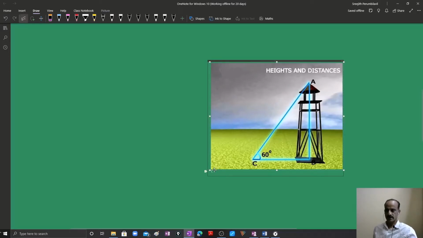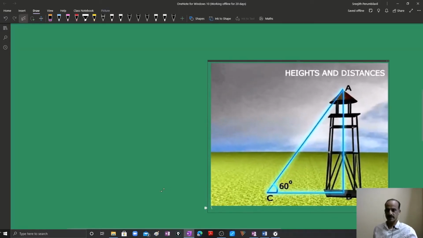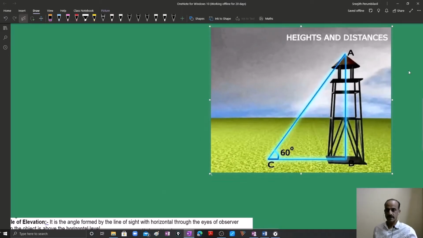That's called heights and distance. This is another name for the chapter, heights and distance. There are two things that we are finding in this chapter. One will be the distance, and most probably the other thing is to find the height. The question will be find the distance, find the height. There are certain exceptions as well. So now let us look at this figure.